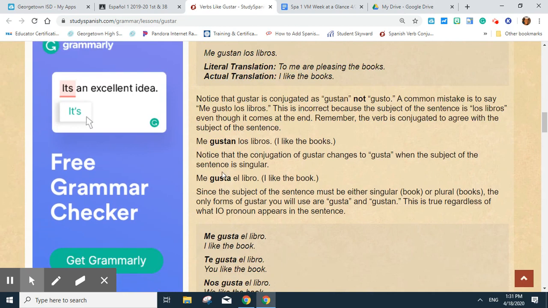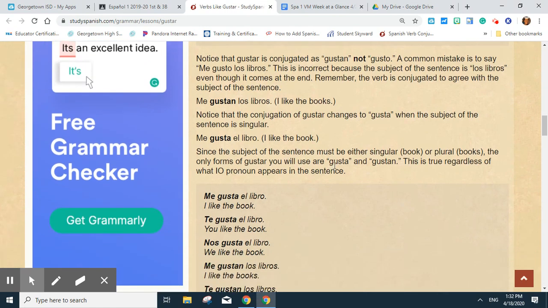I like the books. Me gustan los libros. Plural. Notice that the conjugation of gustar changes to gusta when the subject of the sentence is singular. Me gusta el libro. I like the book. Since the subject of the sentence must be either singular, book, or plural, books, the only forms of gustar you will use are gusta and gustan. This is true regardless of what indirect object pronoun appears in the sentence.